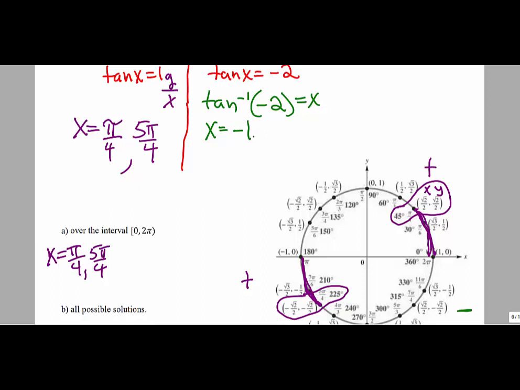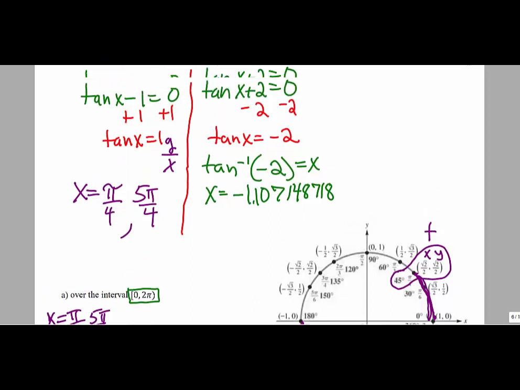We get -1.107148718. That's the entire angle in radians, an approximation from your calculator. Well, we don't want this because it is not within our interval. Remember, the interval that we were looking for was from 0 to 2 pi. This is a negative value, less than 0, and that does not fit in our interval.